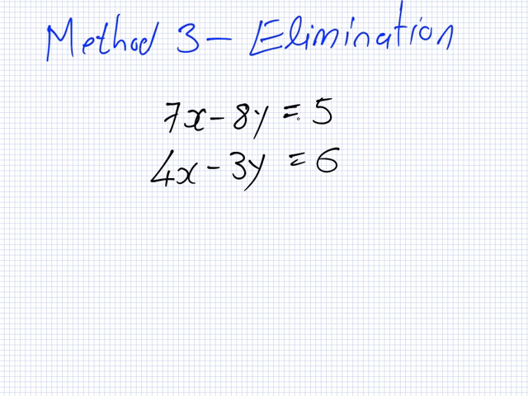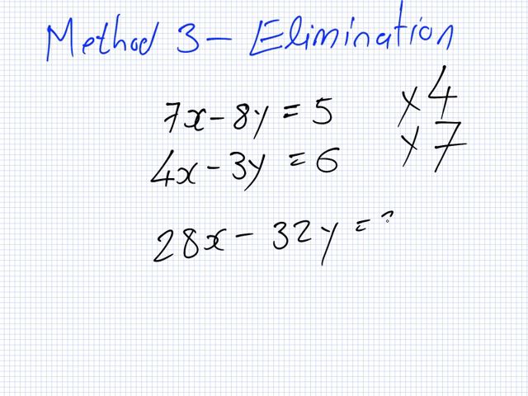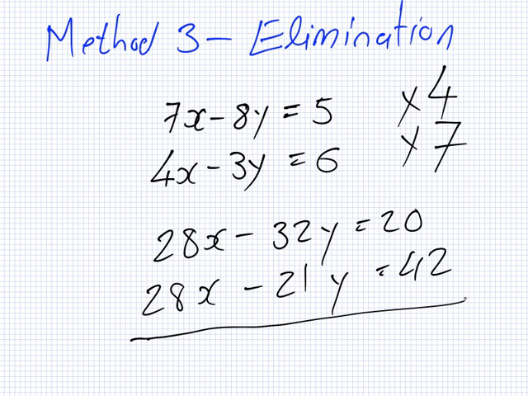So for this method, you're trying to make x or y the same by multiplying each of them by a number. So if we make, for example, x the same, the way we can do that is by multiplying this one by 4 and this one by 7. So we'll get 28x minus 32y equals 20, and 28x minus 21y equals 42. So multiply 4, multiply 7, and then the next step in the method is to subtract.